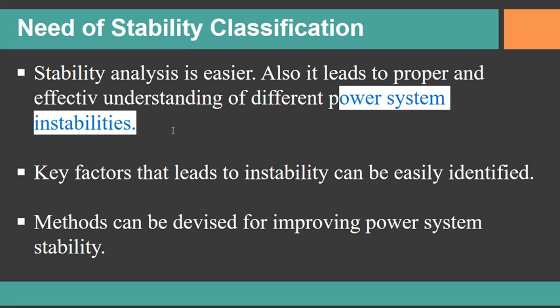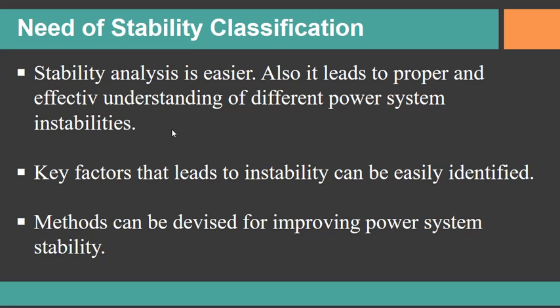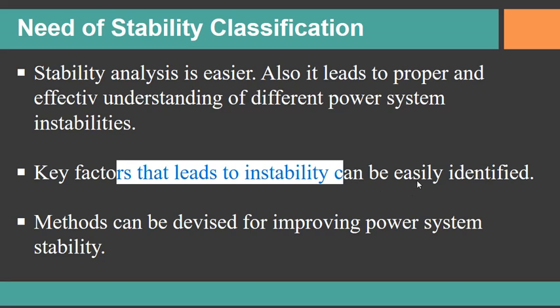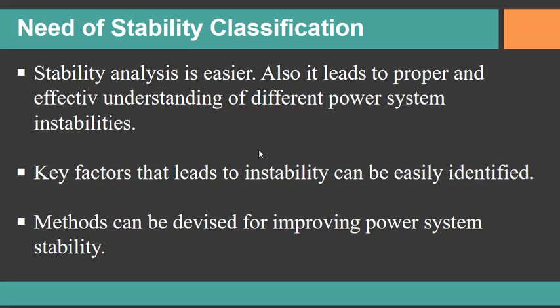Power system instability means the power system cannot come back to its original state even after a disturbance. Some external devices or external factors are required to bring the system to its original state again. Key factors that lead to instability can be easily identified. Where the system had a failure can be found with the stability classification. And methods can be devised for improving the system stability, to come back to its original state.